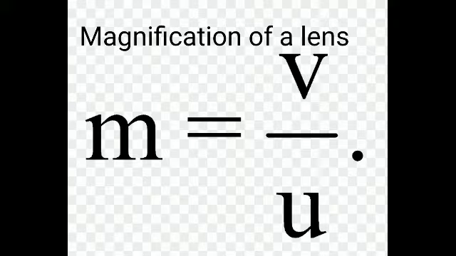Also, it is related to the distance of the object u and image v. So M is equal to the distance of the image v by the distance of the object u. If the magnification is greater than 1, then we get an enlarged image. On the other hand, if the magnification is less than 1, then we get a diminished image. Diminished means a very small image. That's all.